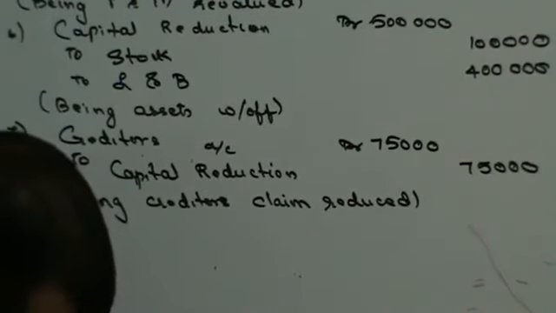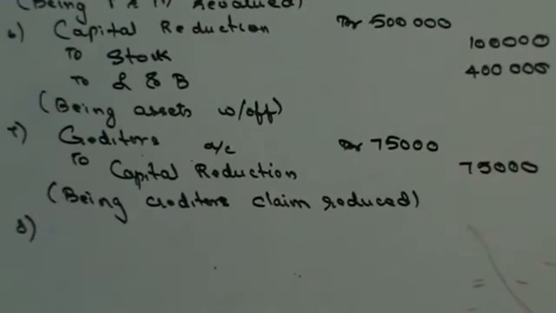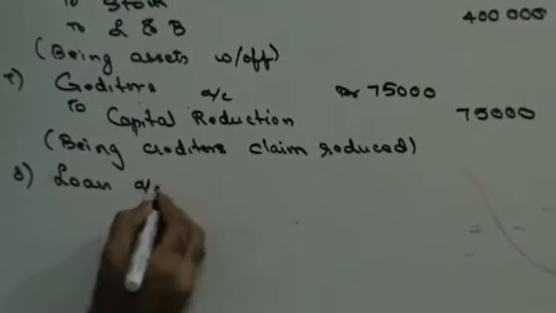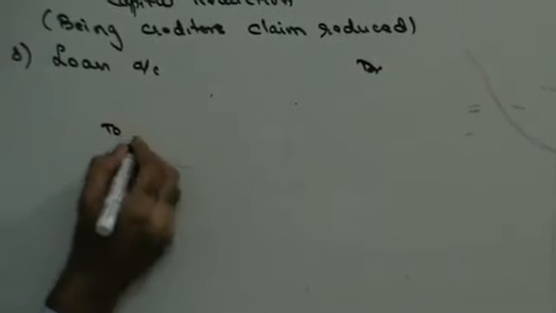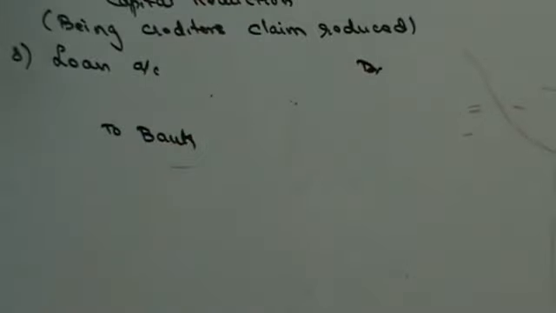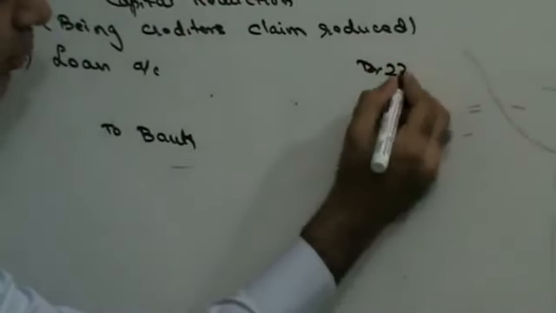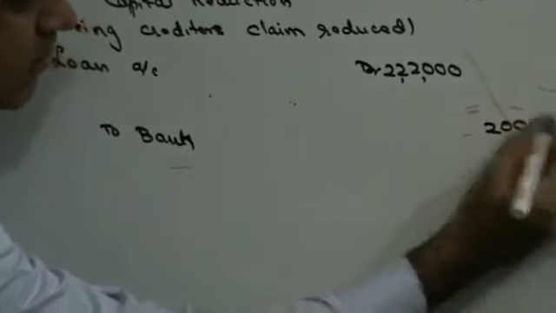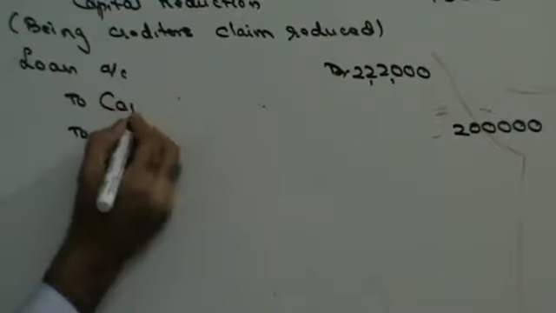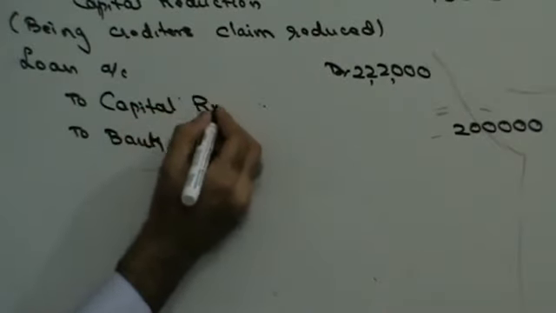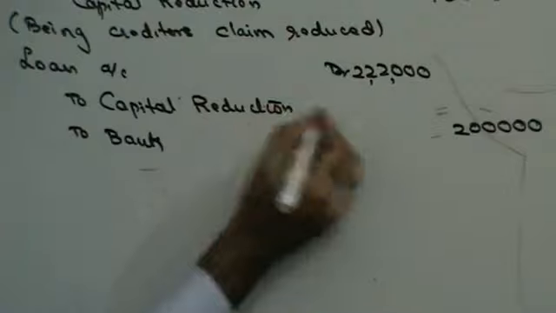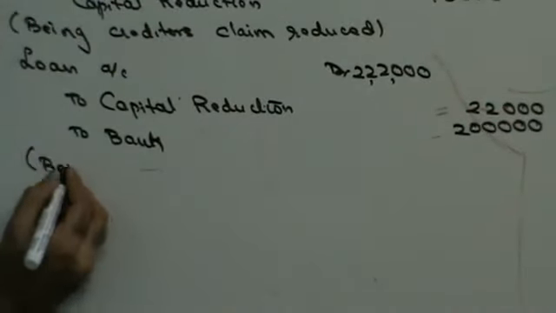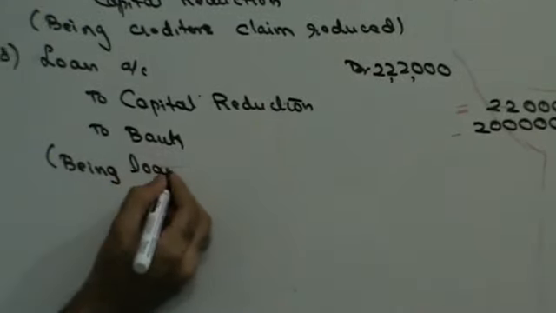Loan was settled for 2 lakhs. Settled. Money is going out. Right? So this is going to be loan account debit to bank account. Now the balance sheet value of loan is 2,22,000. And they are saying that it is settled for 2 lakhs. So this is going to be to capital reduction 22,000, being loan paid.